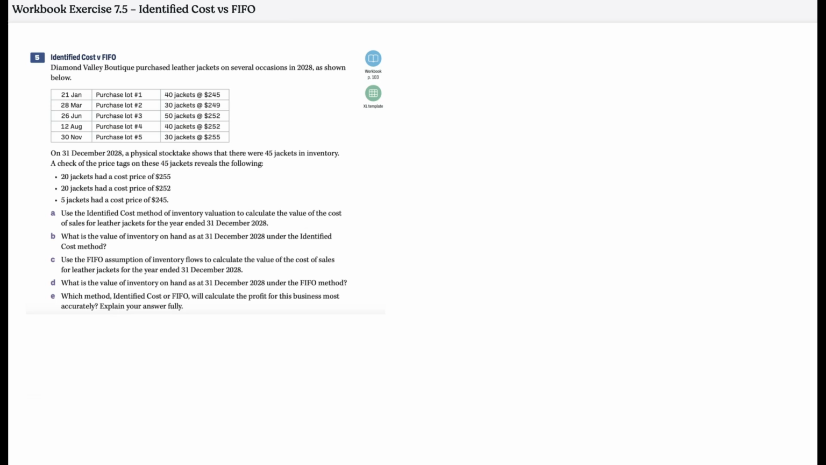Before we run through the questions, let's do a quick recap for those of us that have not done the revision. What do we mean by these two valuation methods? In Unit 3 and Unit 4 accounting, there are two acceptable methods for valuing inventory and determining which inventory is coming in or out of your business using the perpetual inventory system. That is FIFO and identified cost, which I'm going to abbreviate to IC.